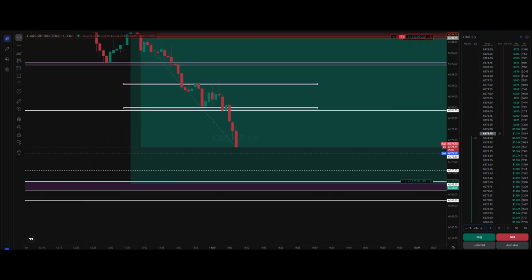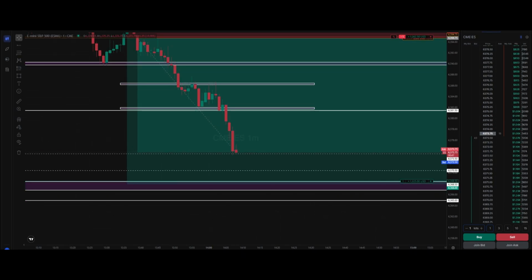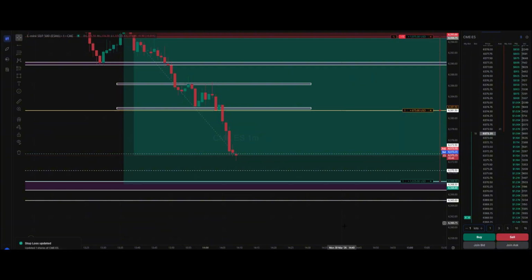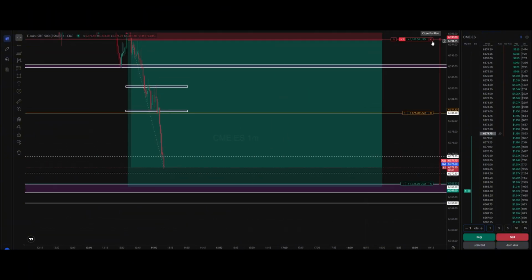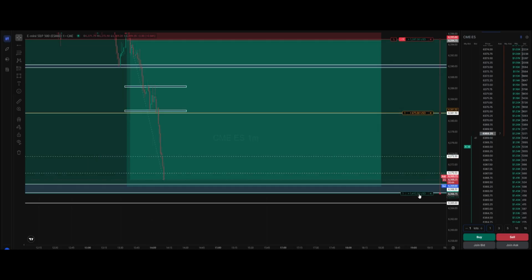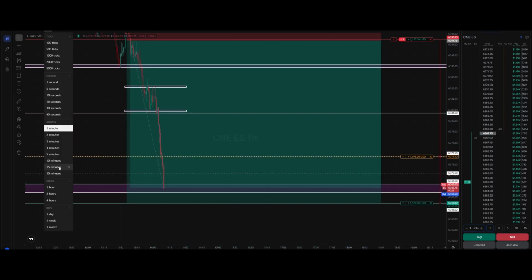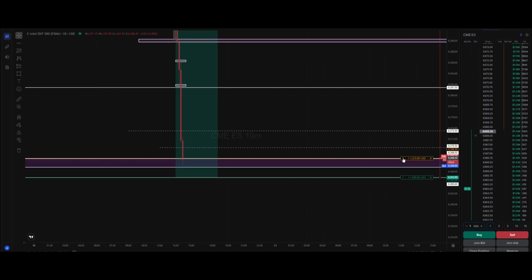You might see me move my TP to different areas. I was just thinking if I should go for more, depending on the volatility that I saw. I mean, the way I saw price coming down, I was pretty confident of stretching out my TP. Here I start to trail. And the rest is history.